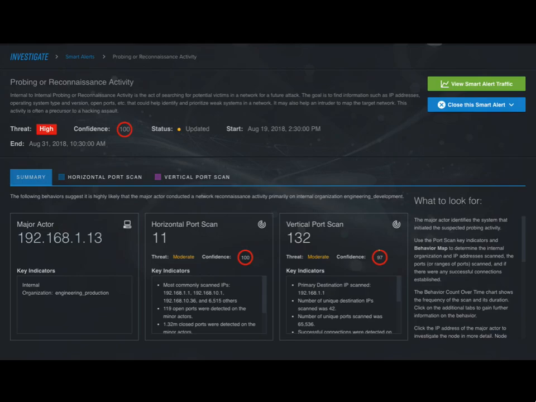Probing or reconnaissance activity is the act of searching for potential victims in a network for a future attack. An attacker's goal in this type of probing and reconnaissance is to collect information such as IP addresses, open ports, operating system types and versions, that could help identify and prioritize weak systems in a network. It may also help an intruder to map the target network. This activity is often a precursor to a hacking assault.